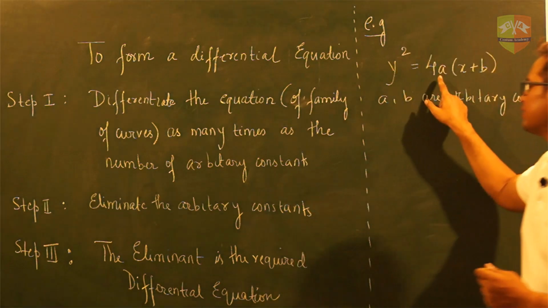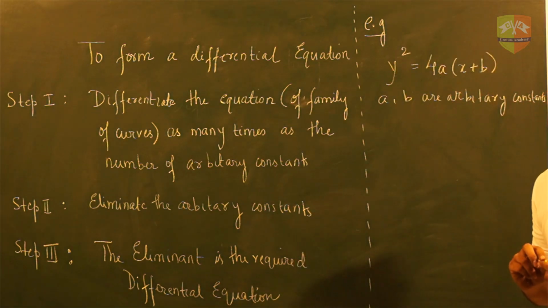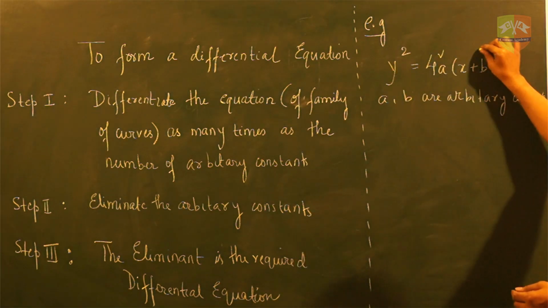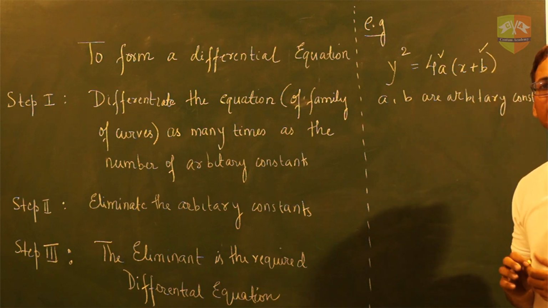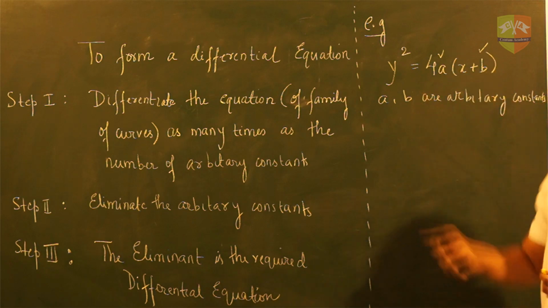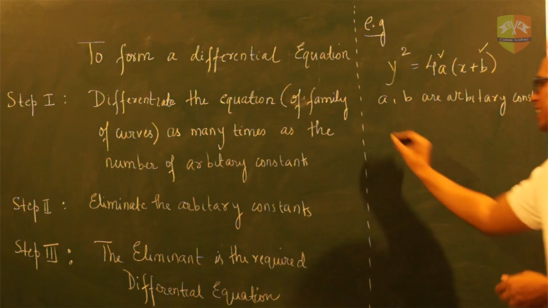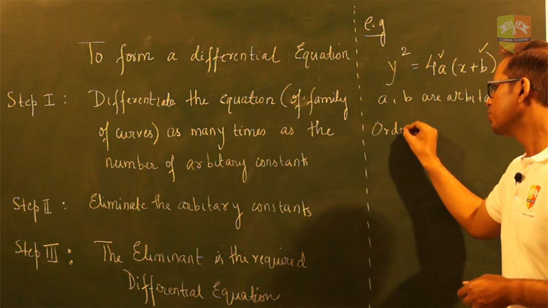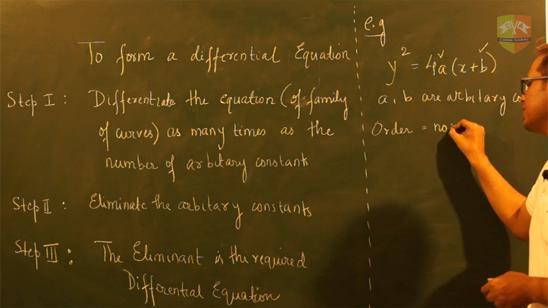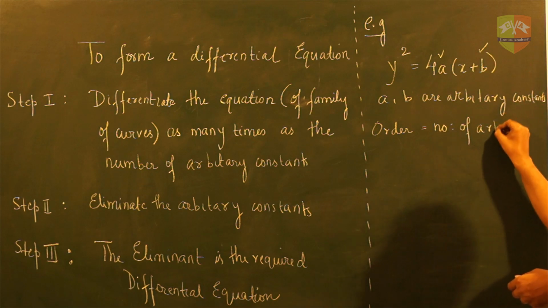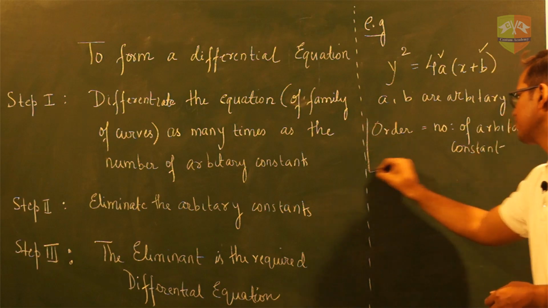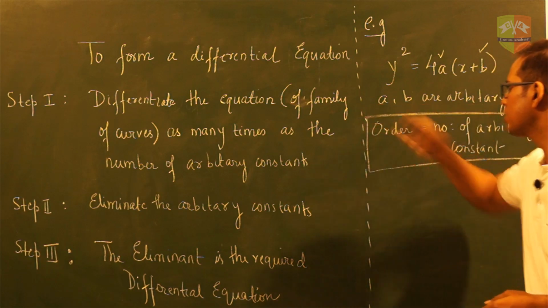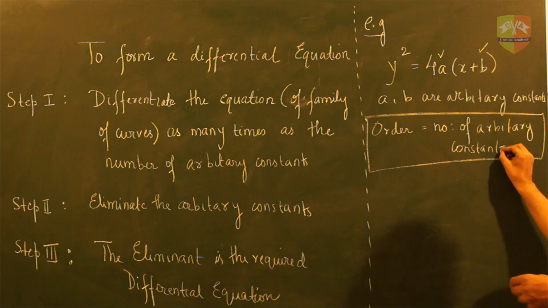So in this equation we can see there are 2 arbitrary constants involved. One is a, another is b. So this will result in a differential equation whose order will be 2. Why? Because there are 2 arbitrary constants. So I can write here: order should be equal to the number of arbitrary constants involved. This is very important. The order of the differential equation that you are going to form should be equal to the number of arbitrary constants.